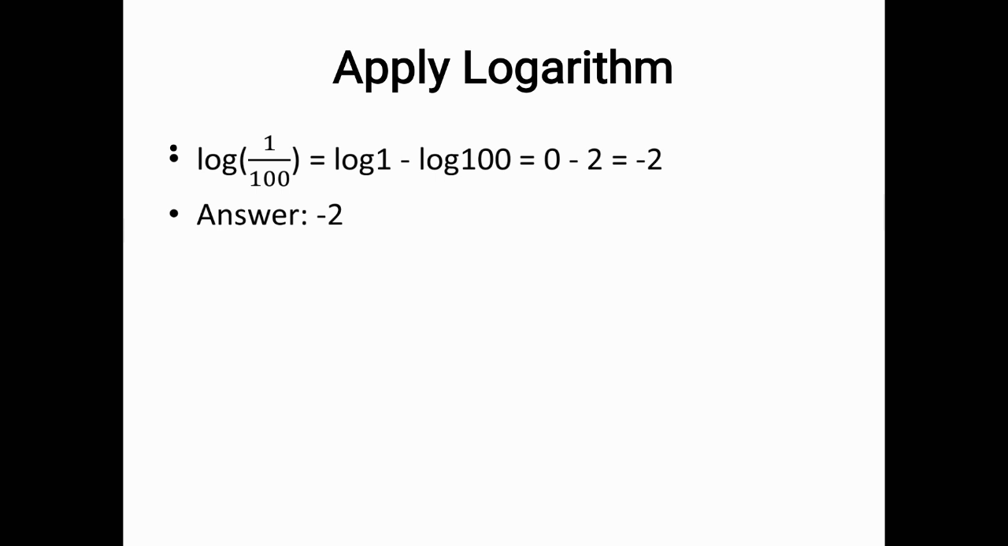Logarithm of a over b is equal to logarithm of a minus logarithm of b. This implies that you remain with logarithm of 1 minus logarithm of 100. Logarithm of 1 to any base is equal to 0, then minus 2. This 2 comes from the fact that logarithm of 100 is the same as logarithm of 10 to the power 2. When you use the power law property of logarithm, you have 2 times logarithm of 10 base 10. Logarithm of 10 base 10 is equal to 1, and 1 times 2 is 2. We have 0 minus 2, which is equal to minus 2. The answer will be equal to minus 2.